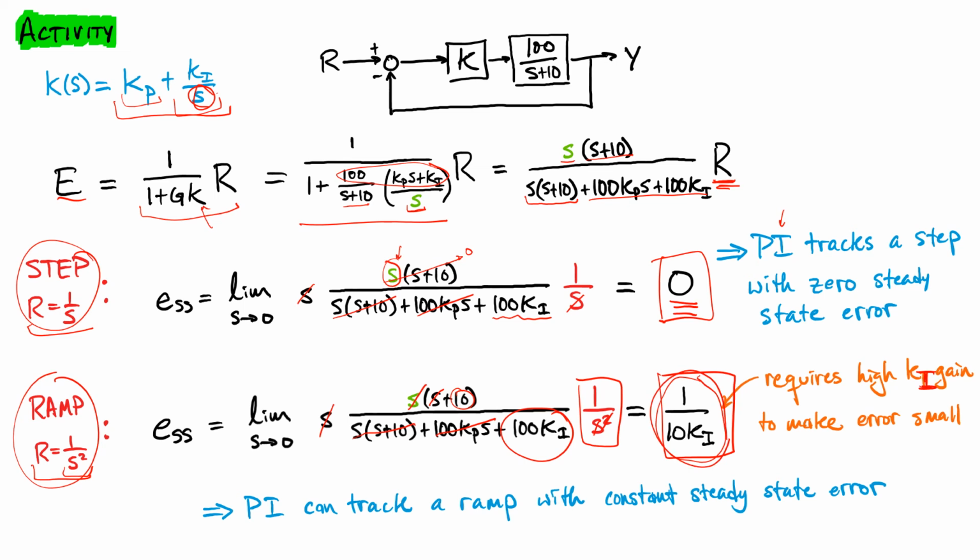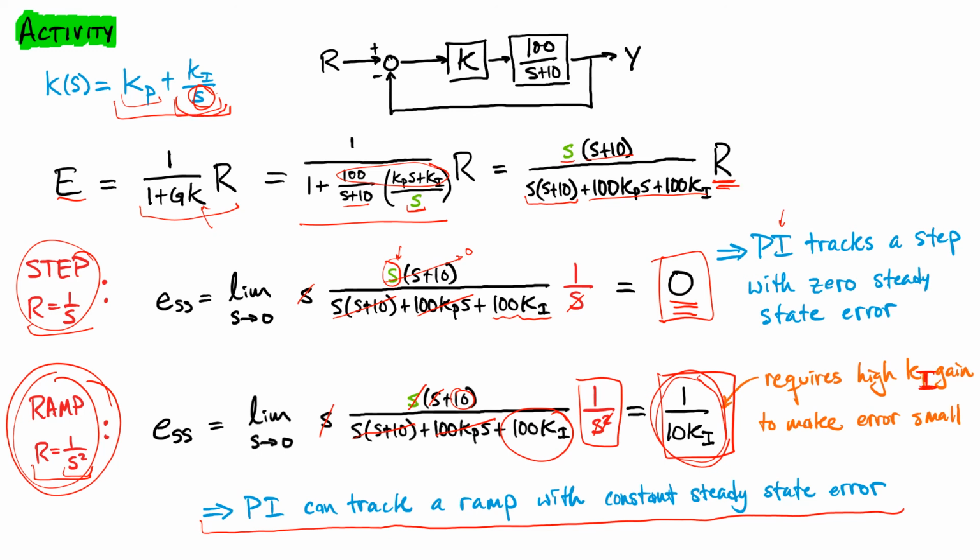This requires a high k_I gain value in order to make this error small. So again, we're using high gain to achieve tracking of a ramp, a faster signal than a constant signal. The way we'll say this is that proportional integral control can track a ramp with constant steady state error. You can imagine that tracking a ramp is harder than tracking a step. The pattern we're seeing here is that integral control helps you achieve better tracking and moves you up in terms of the type of reference that you can track.